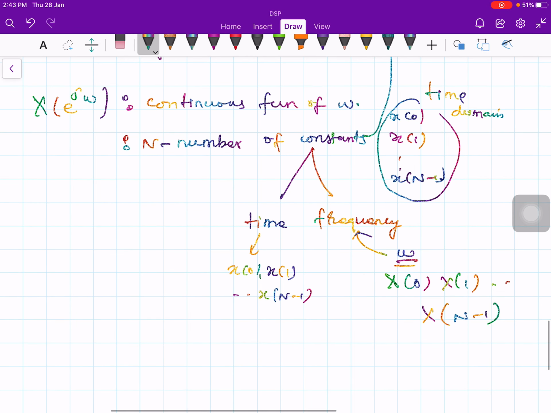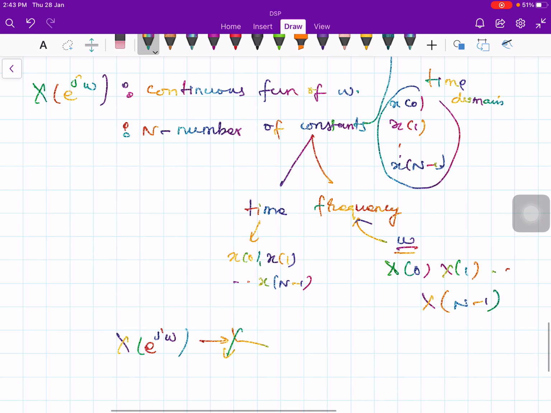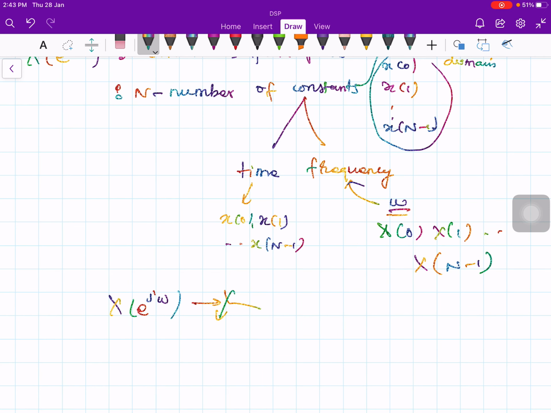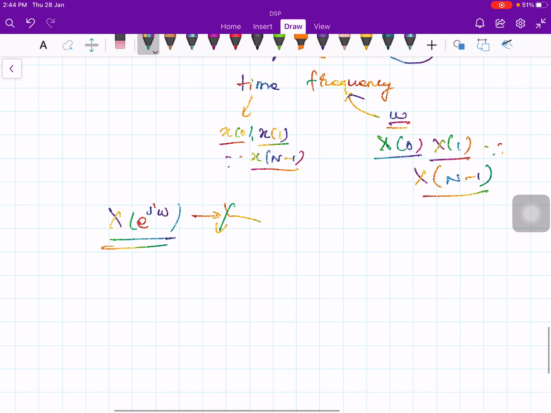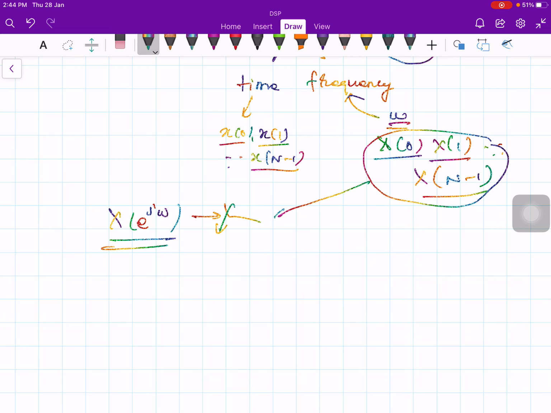So, if I take capital X of e to the j omega and sample it, give it to the sampler, sample it at N distinct points, that should be good enough. Capital N places of information are required to specify this X of e to the j omega. This information can be in the time domain, like small x of 0, small x of 1, dot dot dot, small x of N minus 1, or it can also be in the frequency domain, like capital X of 0, capital X of 1, dot dot dot, capital X of N minus 1. Therefore, what it says is, I can sample in the frequency domain.